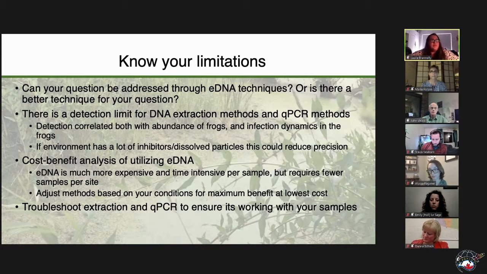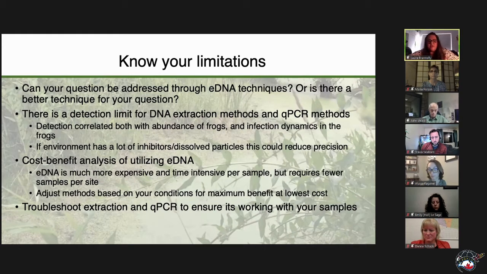And then with that in mind, your detection limits and what it is that you can actually answer using eDNA, you probably want to do a cost-benefit analysis of using eDNA techniques. So when you're analyzing your samples of water or soil or whatever it is that you're doing, it's generally much more expensive and time intensive per individual sample. But if you're comparing this to sampling animals in the field, you're going to need way more animal samples than you would if you were doing eDNA.